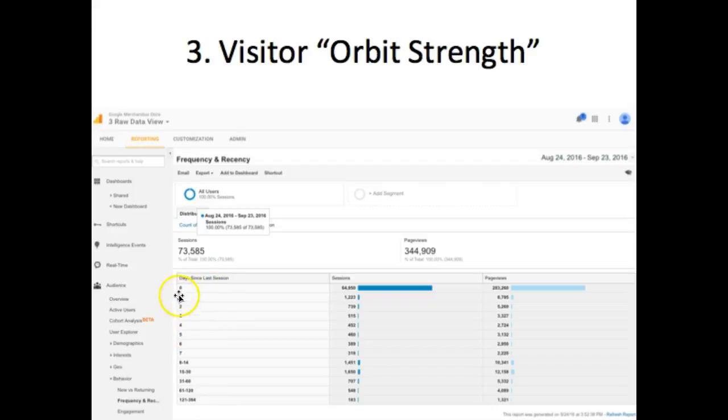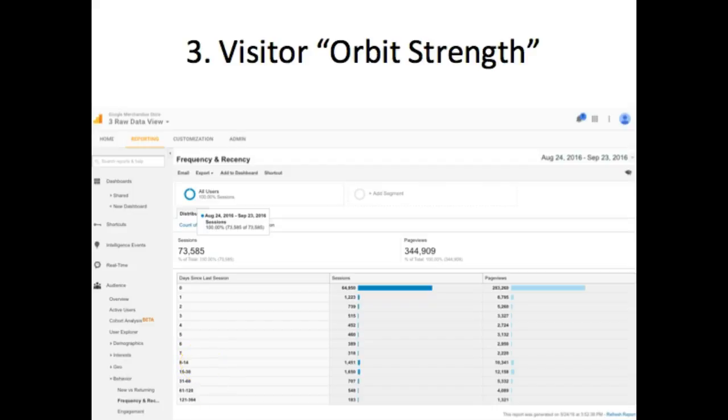These are your loyalists. These are people who are coming back relatively frequently. And there's not a lot here. But we do have people who come back, maybe it looks like once every couple weeks to once every month. So we have 2,000, 2,500, 3,000 people coming back in this range here.